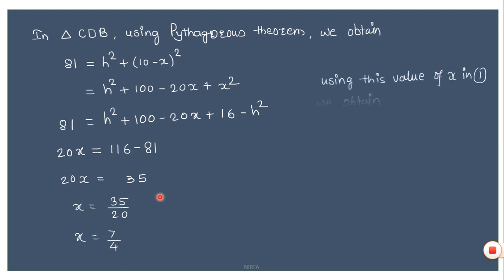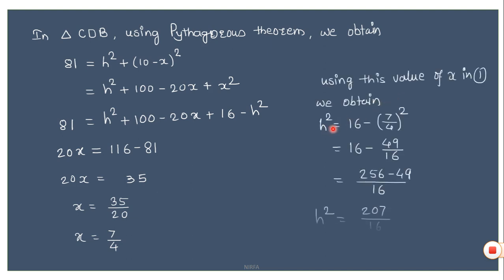Now, put this value of x in equation 1 here. Put x is 7/4 and then calculate. After cross multiplication, I'll get h square is equal to 207 upon 16. Take the square root and I got h is equal to square root of 207 upon 16. Unfortunately, I can't find the square root of 207. Therefore, I keep this expression as it is. So this is the height of that scalene triangle.